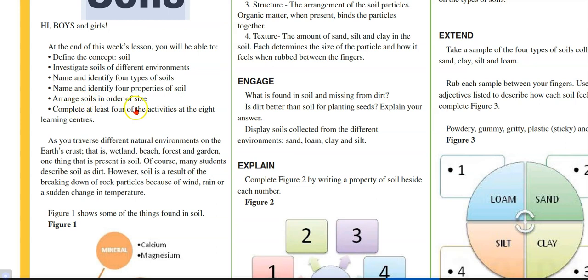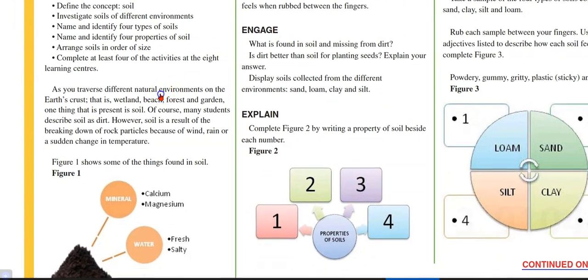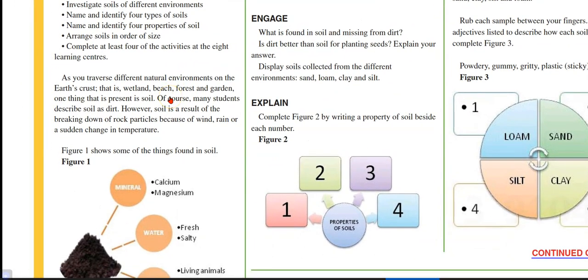Arrange soils in order of size. Complete at least 4 of the activities at the 8 learning centers.